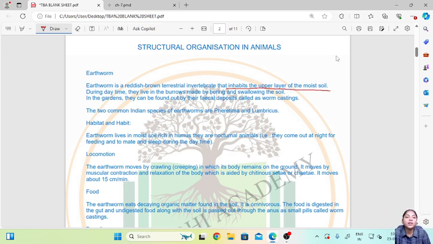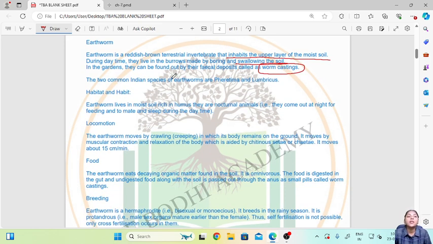Then during the day they live in the burrows made by boring and swallowing the soil, whereas at the night time they are mostly awake and doing all the activities. So in the gardens they can be found by their fecal deposits, which are called the worm castings. Now the two common types of earthworm species which are seen in India are Pheretima and Lumbricus.